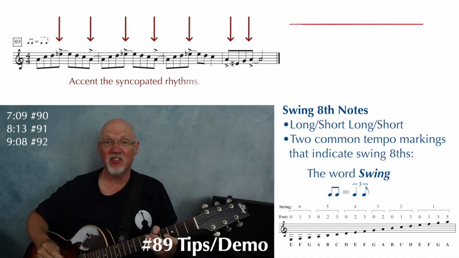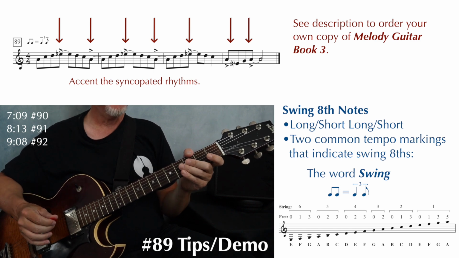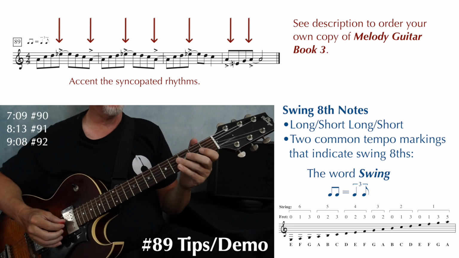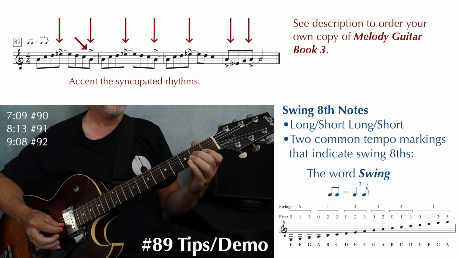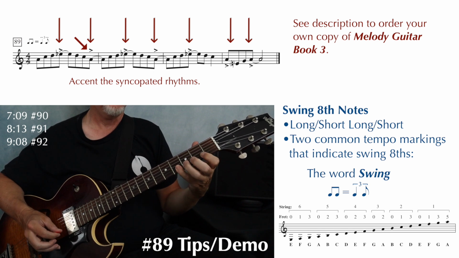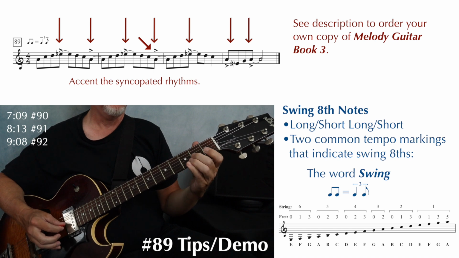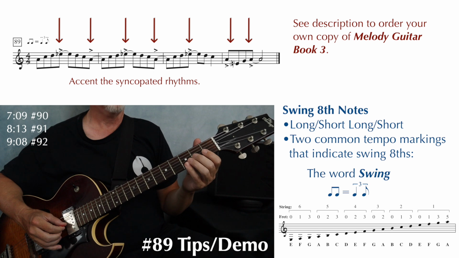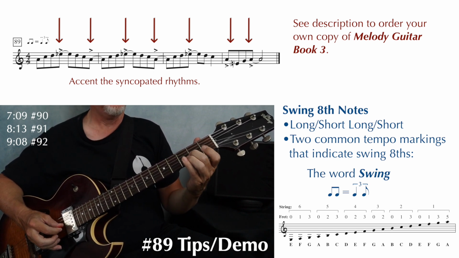Number 89, we have some more ties to watch out for. We're tying the and of 2 into beat 3, and in most of these measures, we're tying the and of 4 into beat 1 of the next measure. One, two, 1, 2, 3, 4.